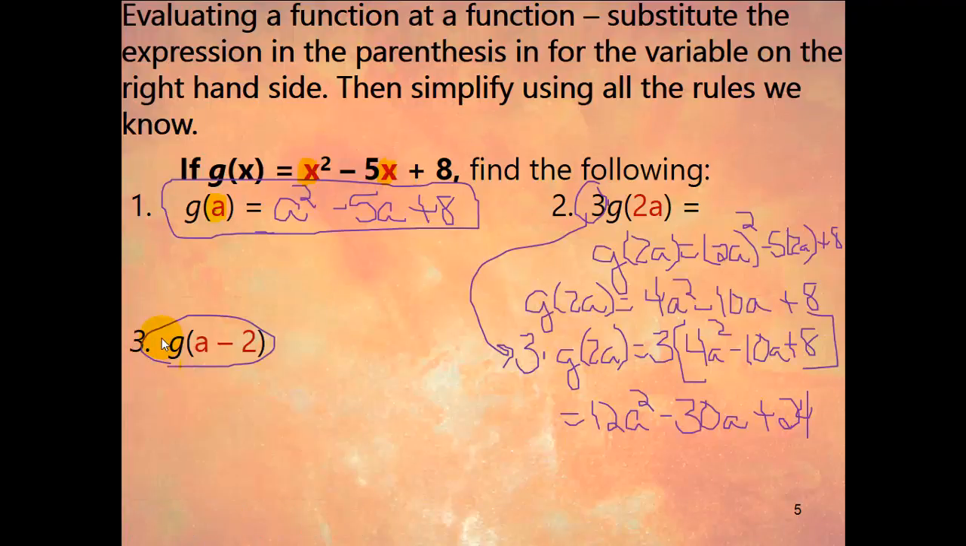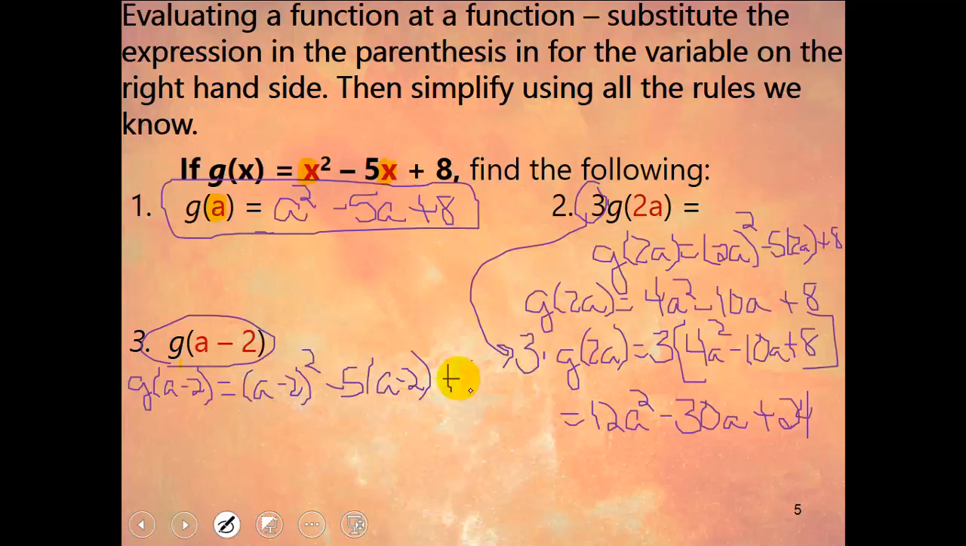So I have g of a minus 2 is equal to, there's an x, so I'm going to put in a minus 2, and notice I'm going to square it. Now minus 5, and there's an x, but I'm going to replace it with a minus 2. I don't square it because the problem doesn't call me to do that. And then plus 8. Now I'm going to expand this. So I'm going to get a squared minus 4a, I'm just foiling, plus 4 minus 5a plus 10 plus 8.